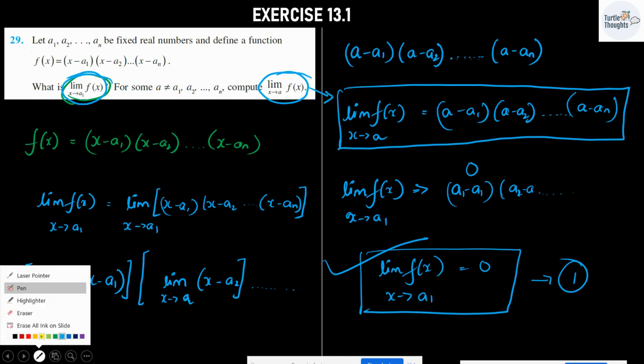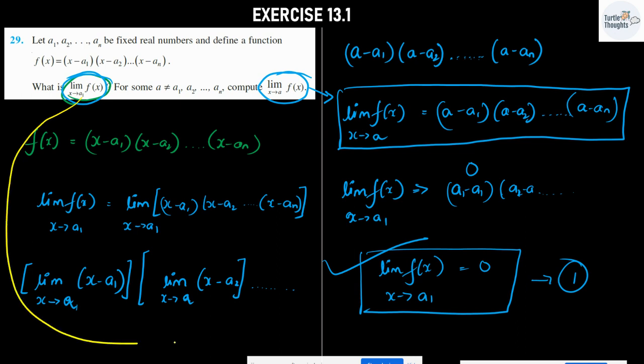Limit of f of x as x tends to a1 is going to be 0. Limit of f of x as x tends to a is going to be a minus a1 multiplied by a minus a2 dot dot dot a minus an.